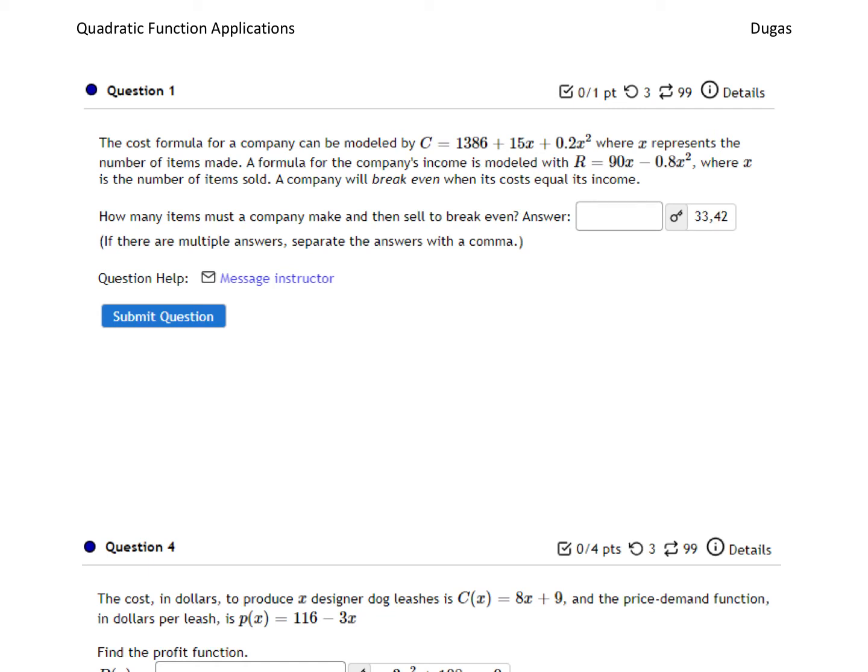Thanks for joining me. In this video, we will be discussing quadratic function applications. So we'll have 3 examples and we will talk about how to work our way through these.